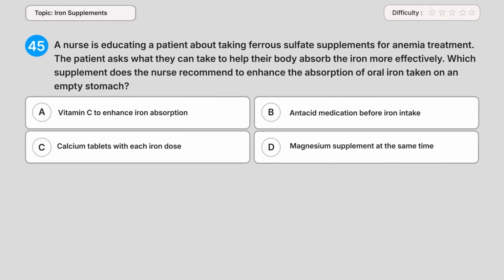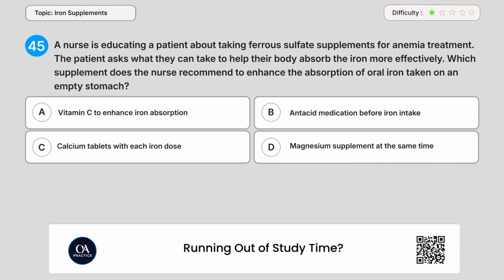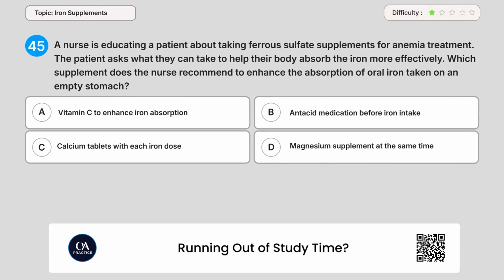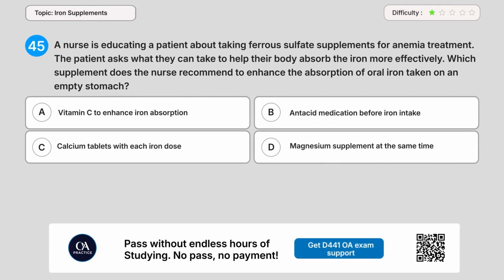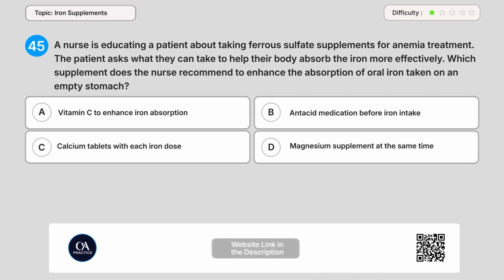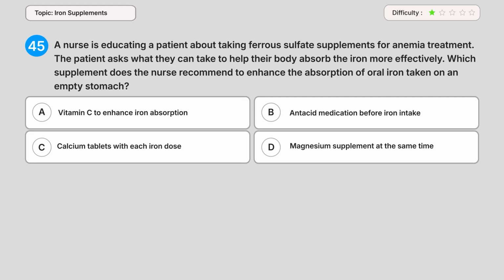45. A nurse is educating a patient about taking ferrous sulfate supplements for anemia treatment. The patient asks what they can take to help their body absorb the iron more effectively. Which supplement does the nurse recommend to enhance the absorption of oral iron taken on an empty stomach?